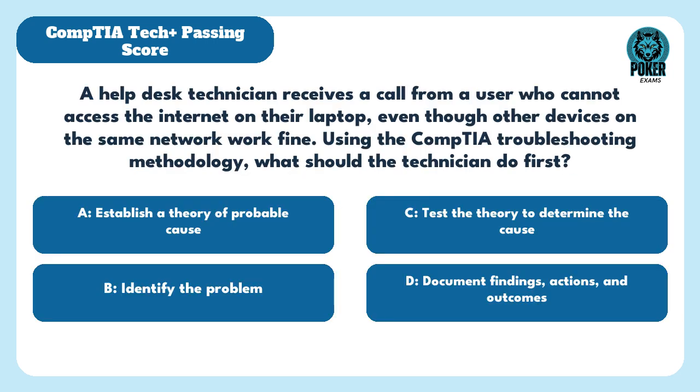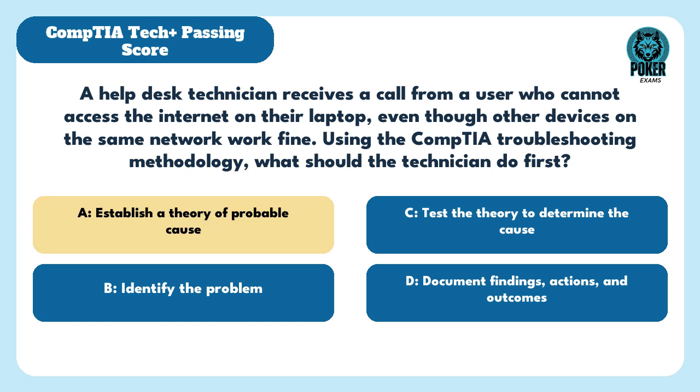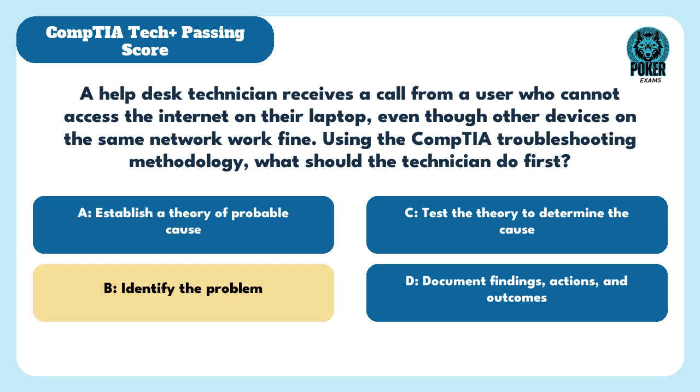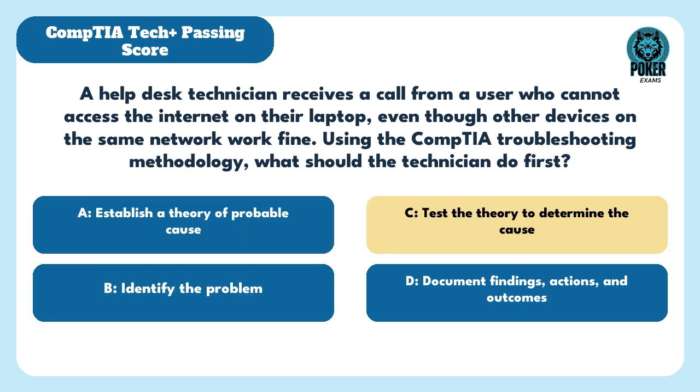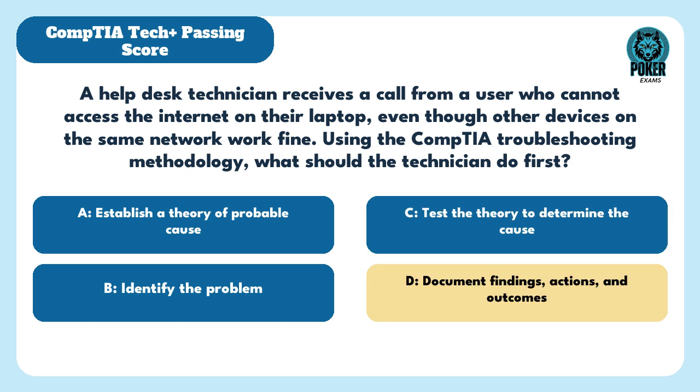Question 4. A help desk technician receives a call from a user who cannot access the internet on their laptop, even though other devices on the same network work fine. Using the CompTIA troubleshooting methodology, what should the technician do first? Option A, establish a theory of probable cause. Option B, identify the problem. Option C, test the theory to determine the cause. Option D, document findings, actions, and outcomes.